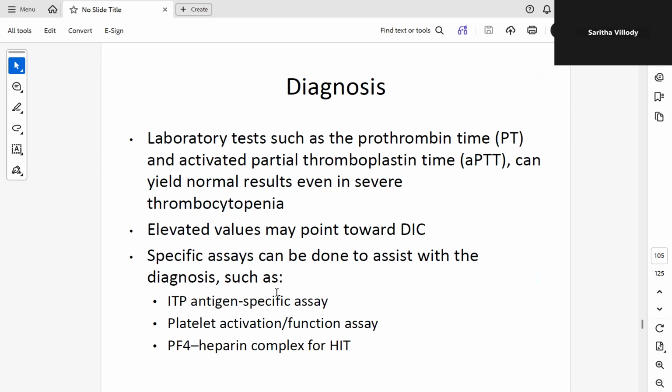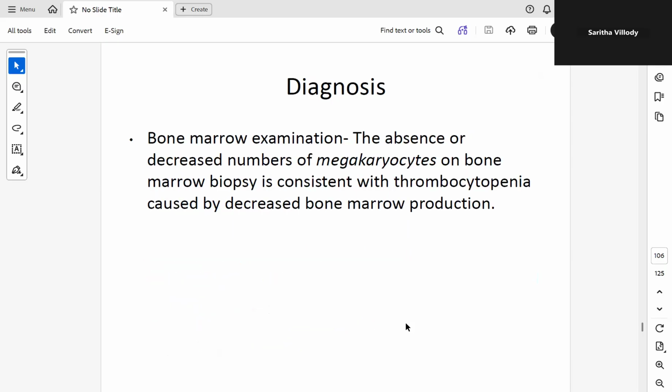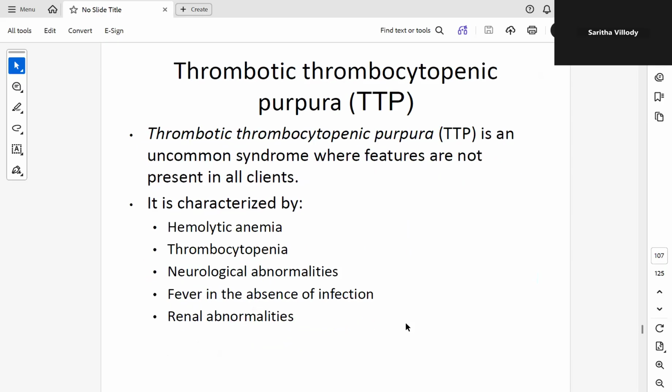So then, tests for each of these types. Antigen-antibody reaction is immune thrombocytopenic purpura. You can see antibodies or specific assays, and when we do that, you can see antigen-antibody complexes in the blood. If it's heparin-induced thrombocytopenia, we do the PF4 heparin test. Then we can diagnose HIT. We're going to look at each one of them in detail.